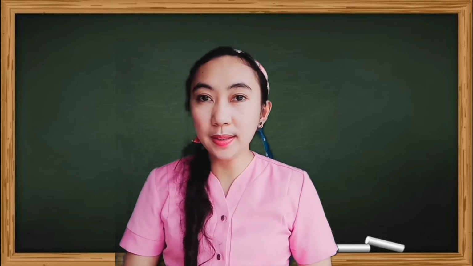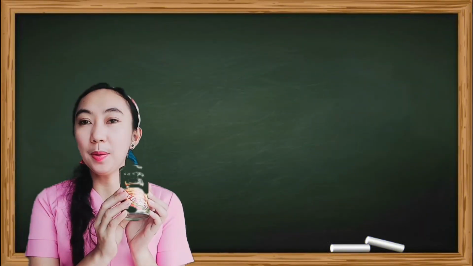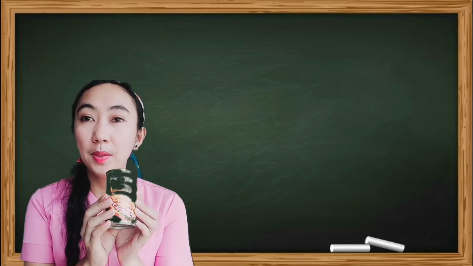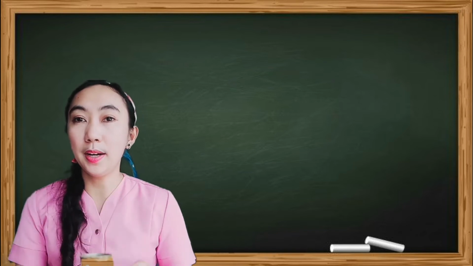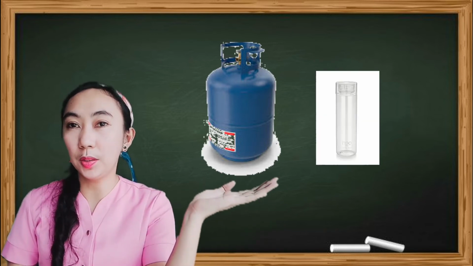Can you enumerate some examples of cylinder? So aside from this, other examples of cylinder are the following: gas stove and a water bottle.